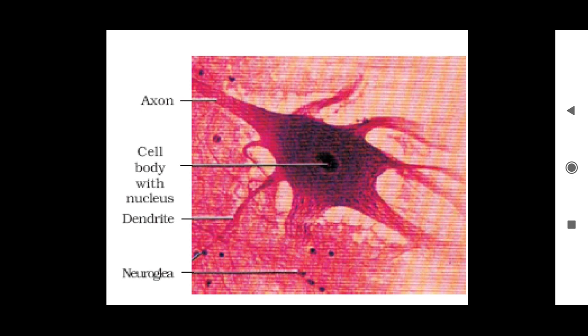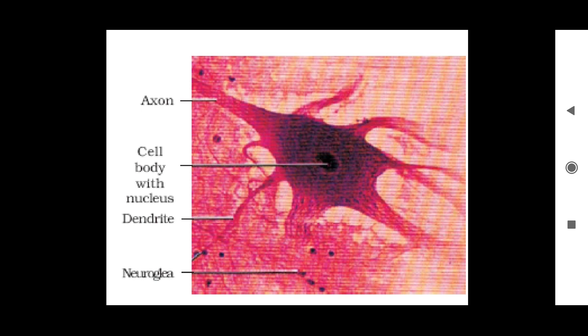Then we come to this picture again from under the microscope with the label diagram. Now you can see the long axon, the cell body with the dark nucleus in the center, the small process dendrite, and one interesting neuroglia.